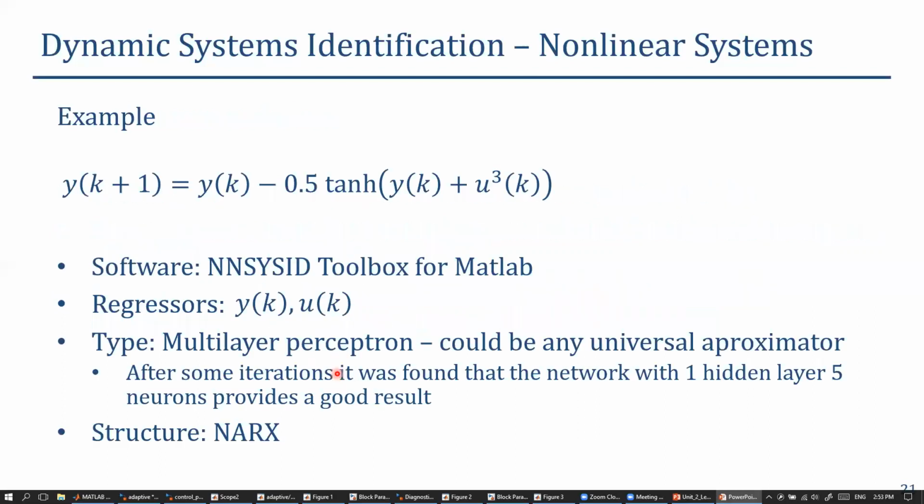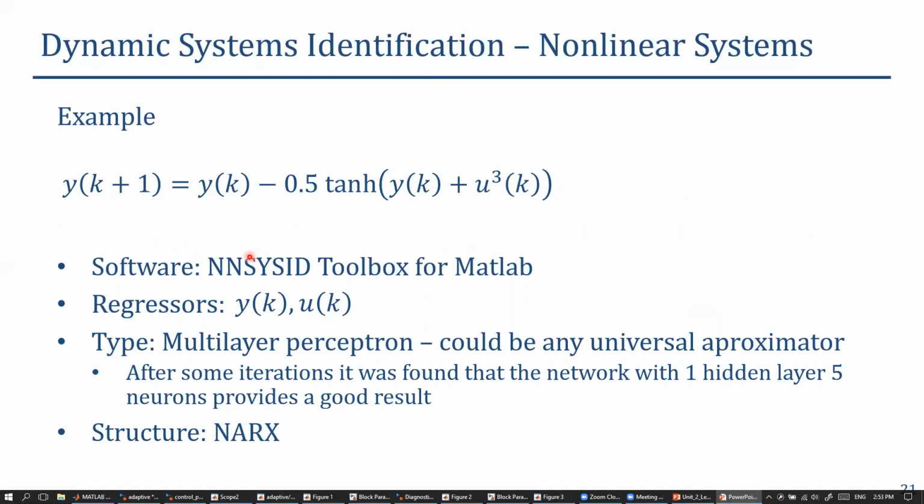Okay, just a very quick example. This equation here is nonlinear. It is definitely a nonlinear system because we have a tanh and we have the input, which is to the power of 3. So this is far away from being linear.